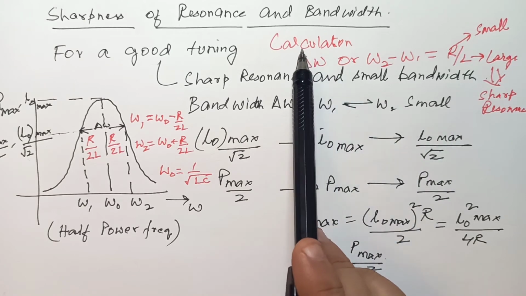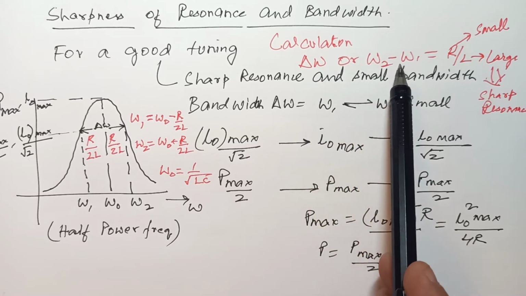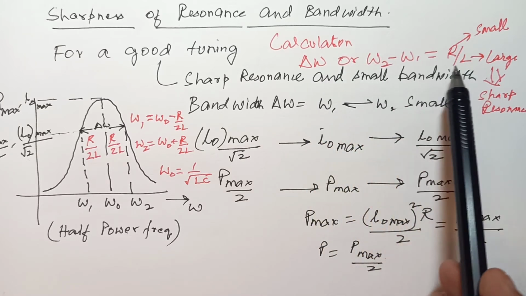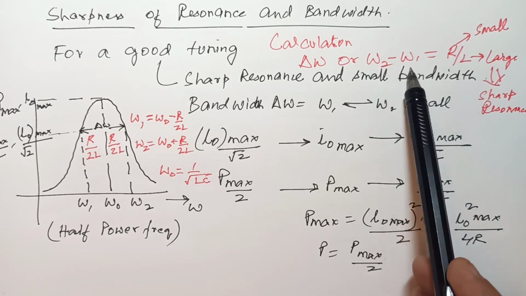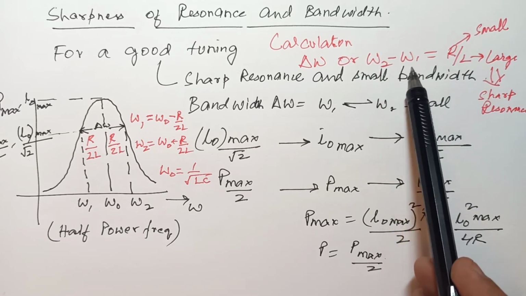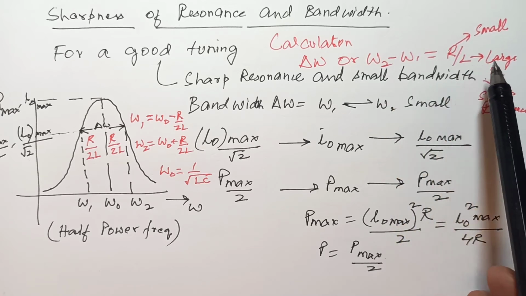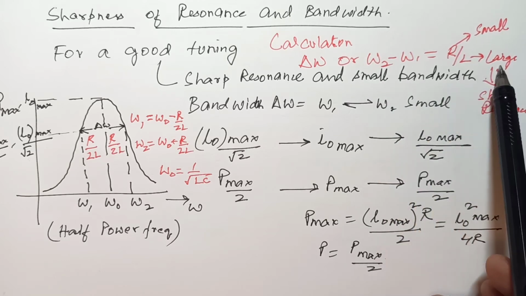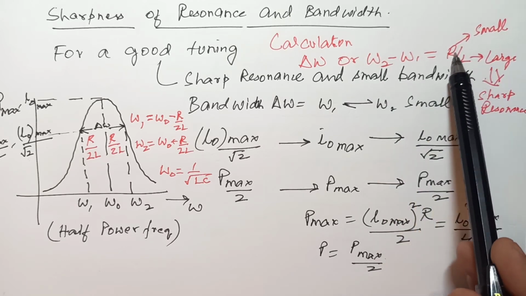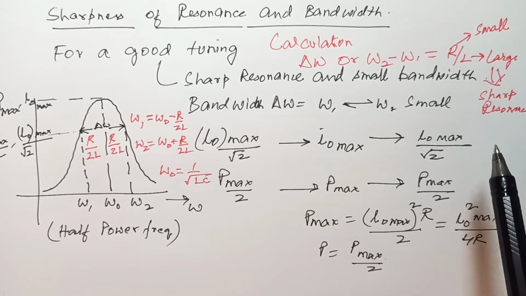Now for calculation purposes, delta W is equal to W2 minus W1 is equal to R by L. Now for this bandwidth to be very less, it is equal to R by L, and for this to be less, the denominator should be large and the numerator should be small.